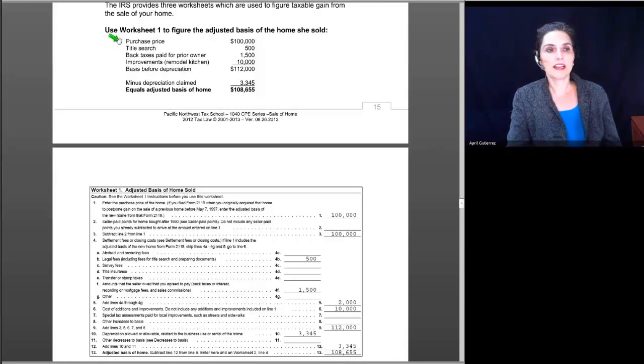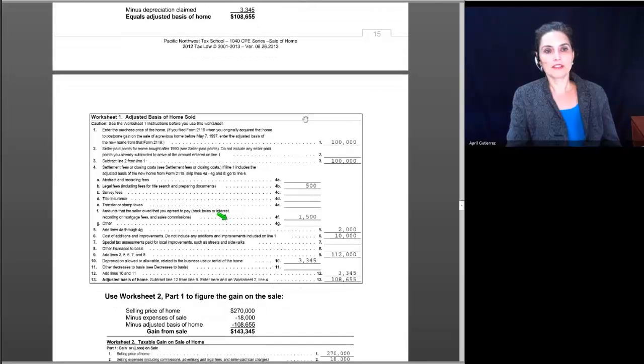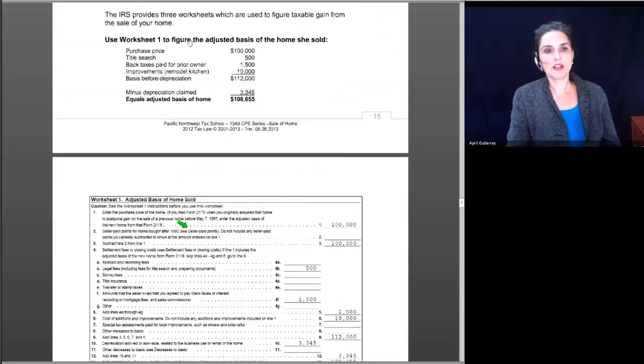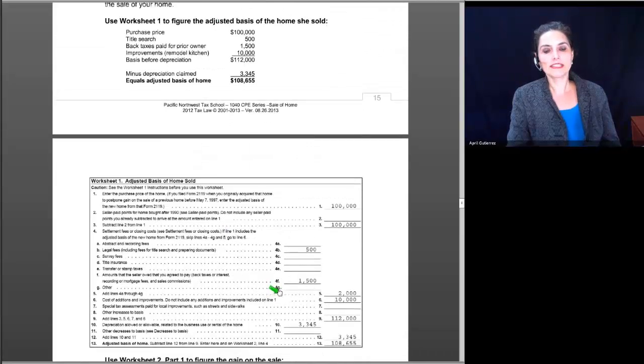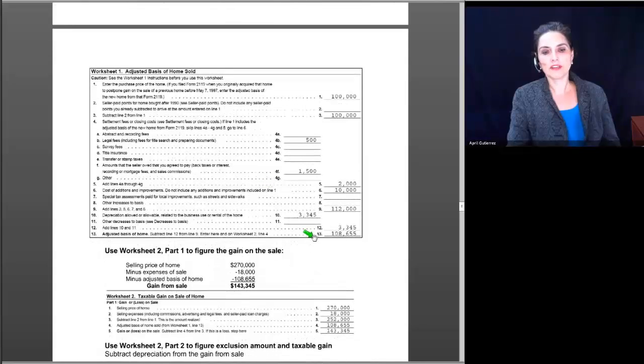So the purchase price is $100,000, title search $500, back taxes paid for the prior owner $1,500, improvements. So the basis before we claim depreciation is $112,000. We then subtract out depreciation and we get an adjusted basis to the home of $108,655. And IRS has a worksheet to figure all of these calculations. You can see when we get onto line 13 of the worksheet, we've got that same number, $108,655, and the worksheet is just guiding you through those three steps.